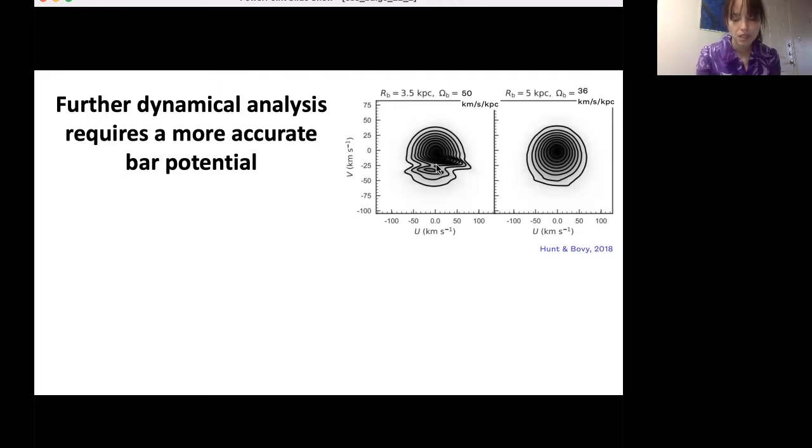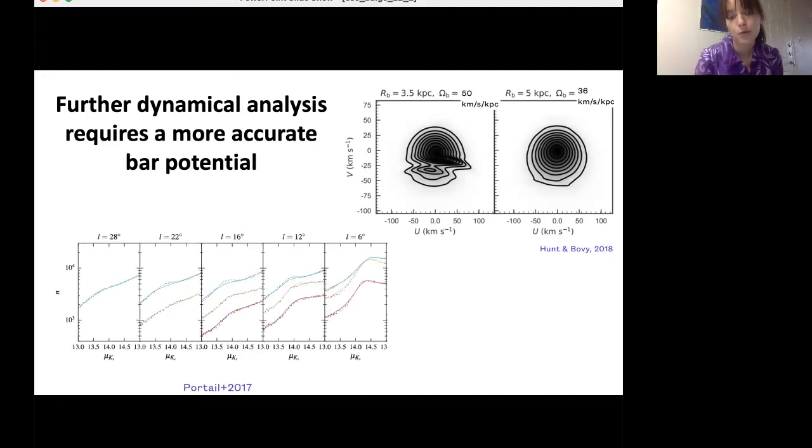And currently how we're trying to measure bar length, and historically how it's been done, is from red clump number densities. And so this is the number of red clump stars as a function of the K magnitude, which is a proxy for distance for red clump stars because they are standard candles. And so looking along different lines of sight, we can fit the number densities to bar models. And this is historically how it's been done.